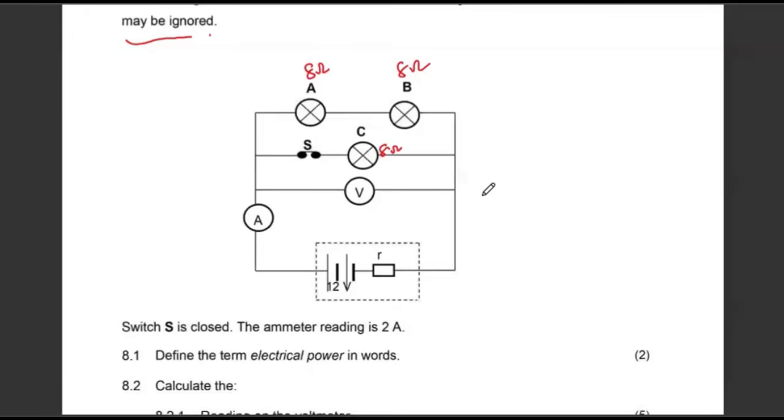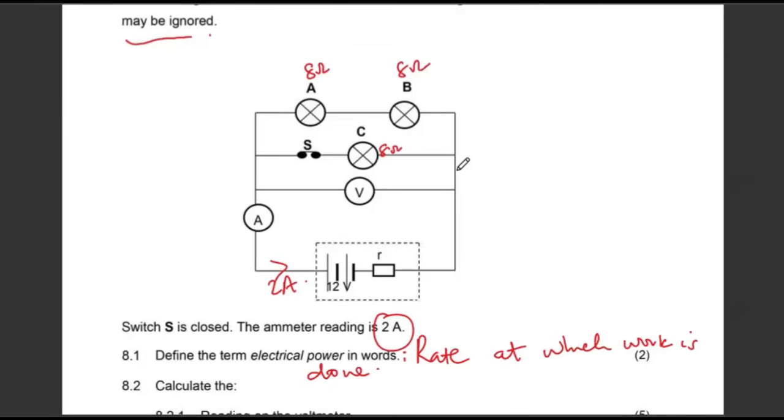S is closed, and then the ammeter reading is 2. So where's the ammeter? Meaning that the total current is 2 amps. Then they're asking us to define the term electrical power. So electrical power is basically the rate at which work is done.